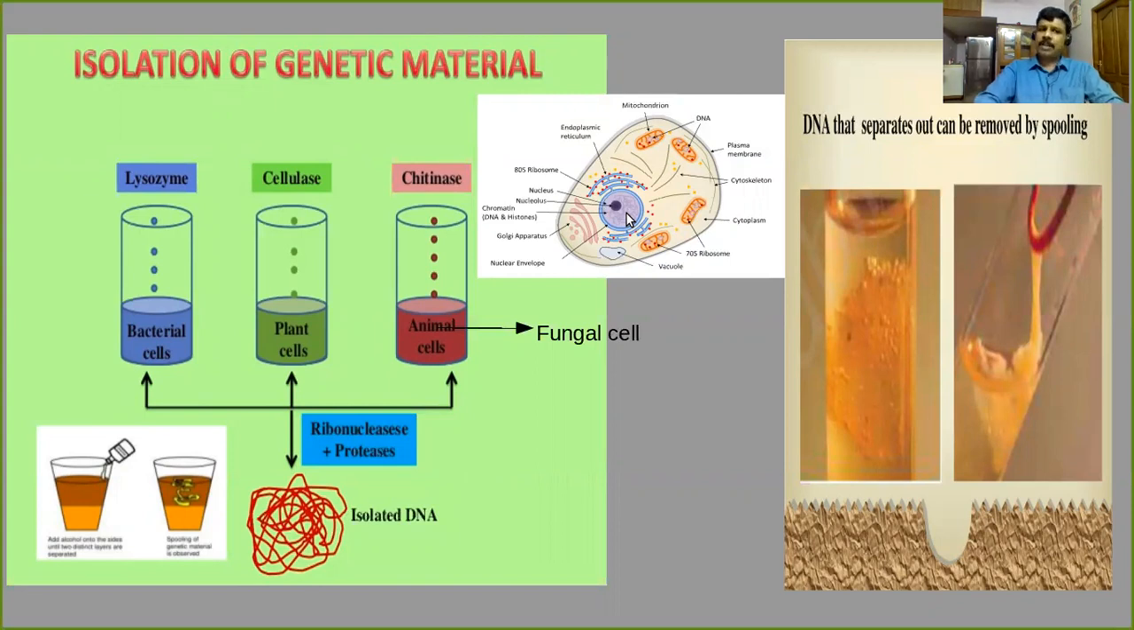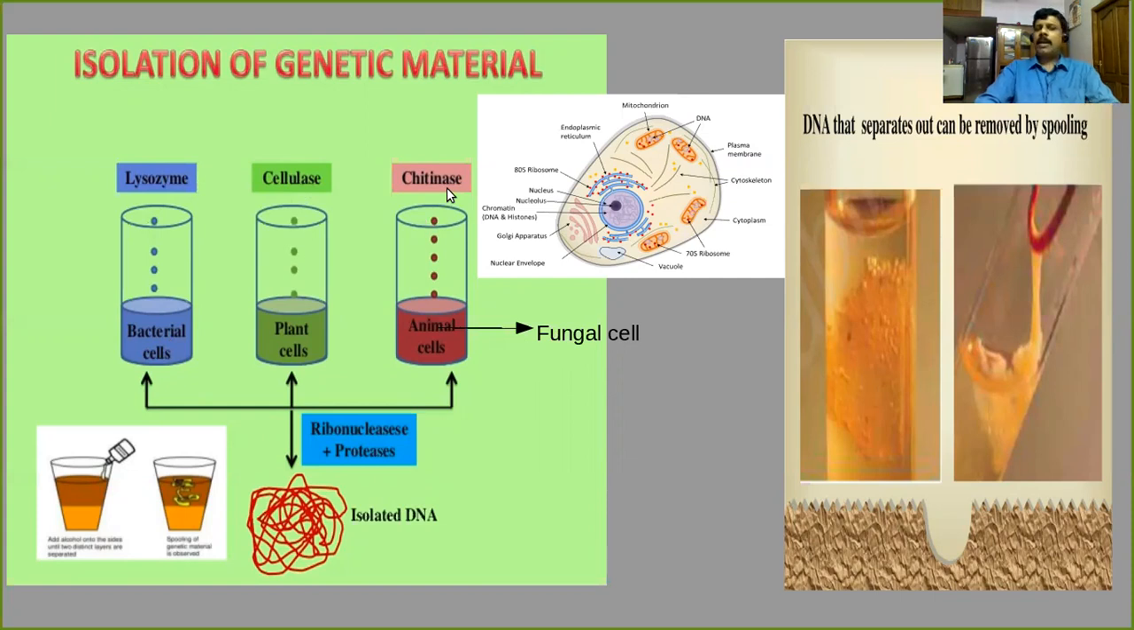So for achieving the isolation of DNA, we have to treat the cells with various types of enzymes. The isolation of genetic material can be achieved with the help of certain types of enzymes. Suppose if you want to isolate the DNA of a bacterial cell, you have to treat the cell with the lysozyme enzyme. Is it clear? If it is a plant cell, you have to treat the cells with the enzyme called cellulase. If it is a fungus cell, you have to treat it with a chitinase enzyme.